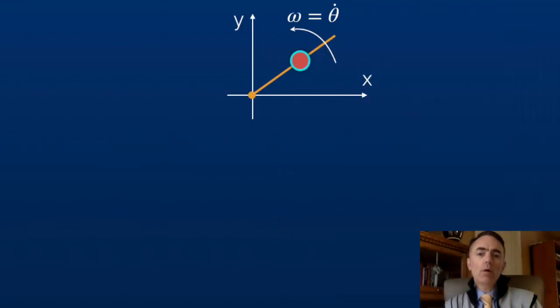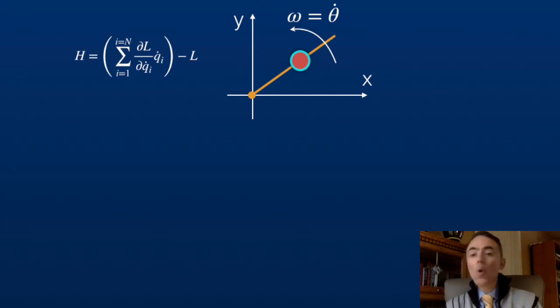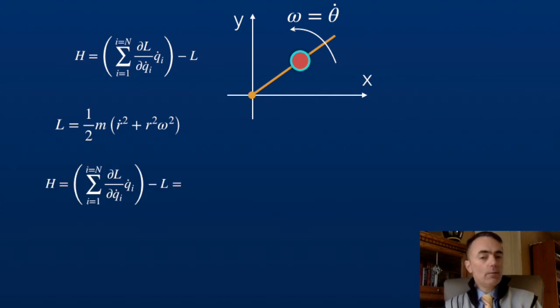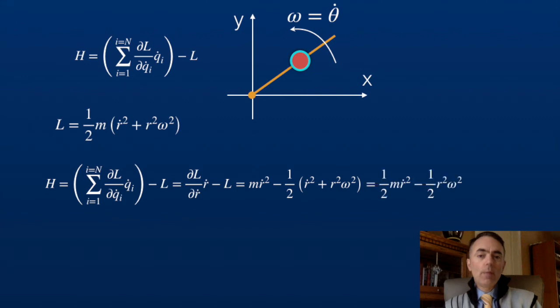Consider a bead on a stick that rotates on a horizontal plane with constant angular velocity, omega. The kinetic energy of the bead is written in polar coordinates. There is no potential energy here. The quantity h is then... Because the Lagrangian doesn't depend on time, h will be conserved, but this is clearly not the energy.